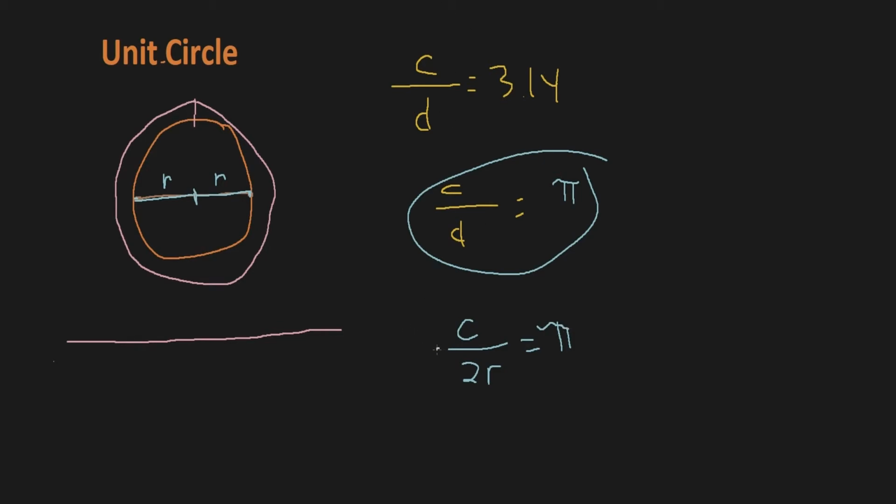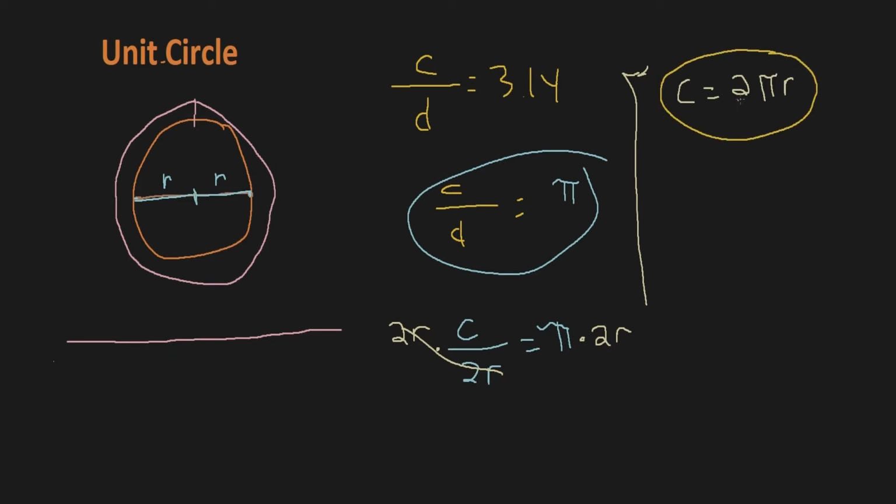What we're going to do now is multiply 2r to both sides like such. And what we're going to get, let me put it up here, is the circumference is equal to, and I'm just going to reorganize it, 2 pi r. Okay, there it is. So now we have that the circumference of any circle can be figured out by doing 2 times pi times the radius.